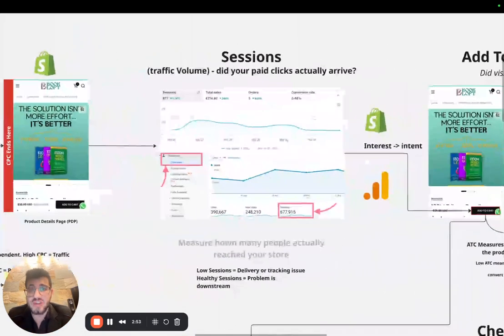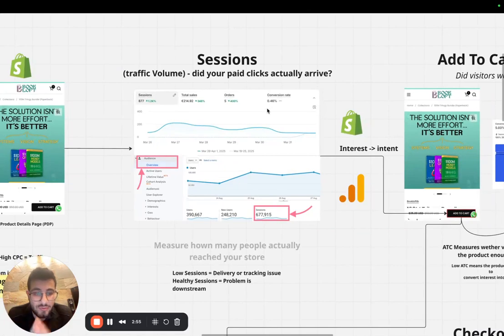Next, we check our sessions or traffic volume. Usually you can find those in Shopify or your Google Analytics. It depends on what platform you're using. So the sessions measure how many people actually reached your store. Usually some people click on the link but don't actually reach your store. This number is like 5 to 10%. So it's either they're not tracked, the page took too long to load, they just quit, or something like that. There's many reasons for that.